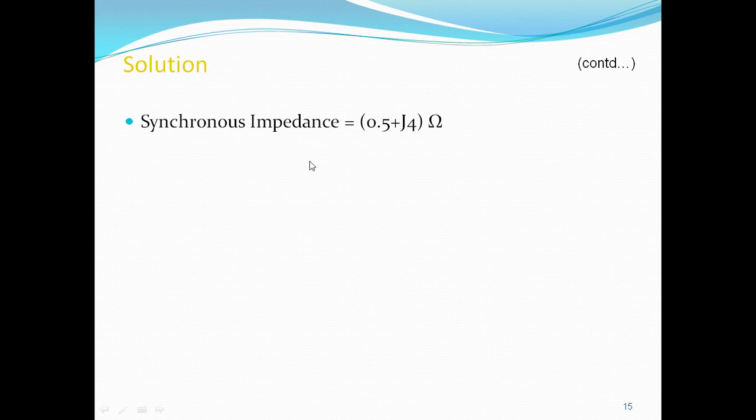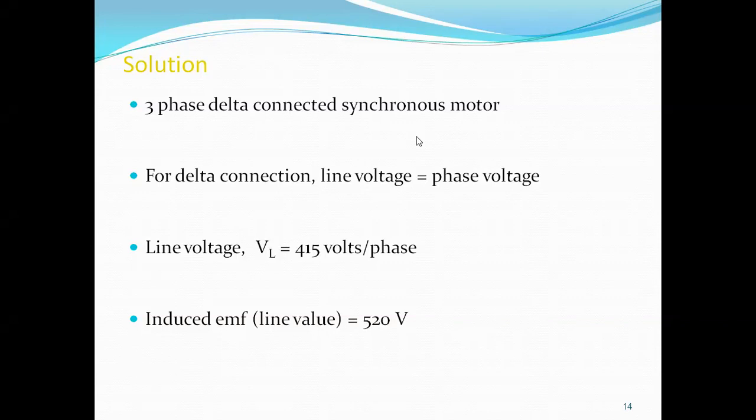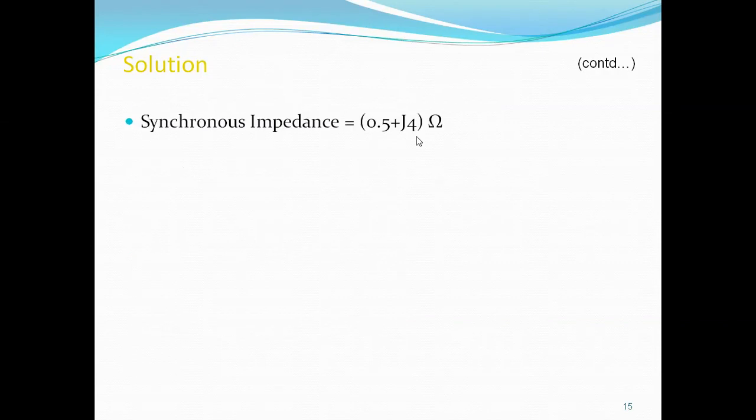So synchronous impedance is equal to 0.5 plus j4 ohms, where armature resistance is equal to 0.5 and synchronous reactance Xs is equal to 4. To get the magnitude, Zs is equal to square root of 0.5 square plus 4 square. Then we get the magnitude as 4.03 ohms per phase.